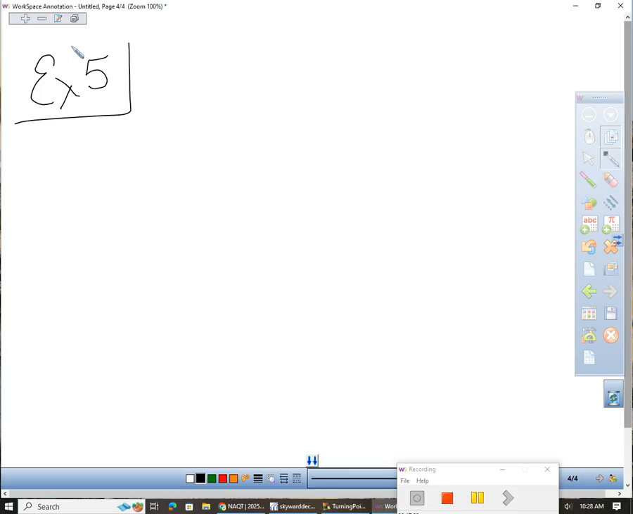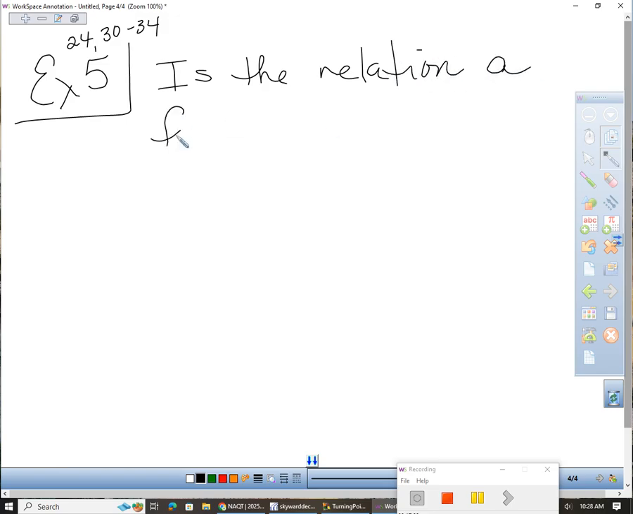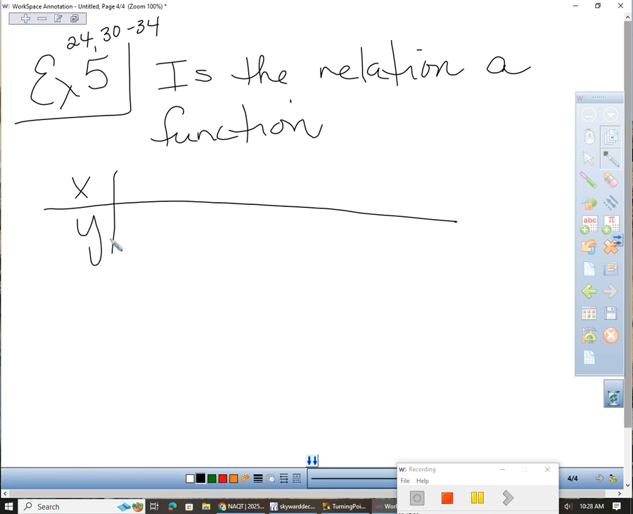Now, the next example I want to do is going to cover 24, 30 through 34. Is the relation a function? Sometimes we have tables that go sideways. So this is my x and my y, and let's say I have 0, 2, 3, 5, 6, 7, and 10, 5.